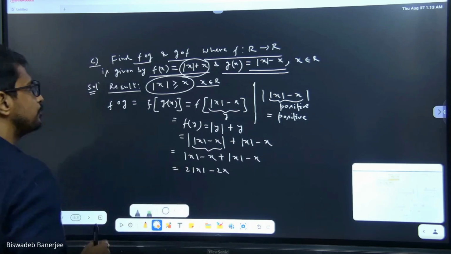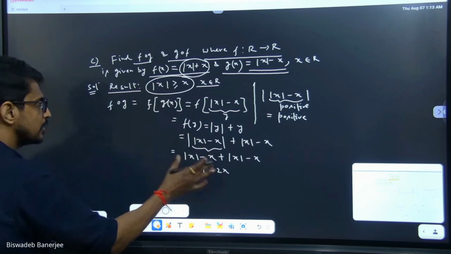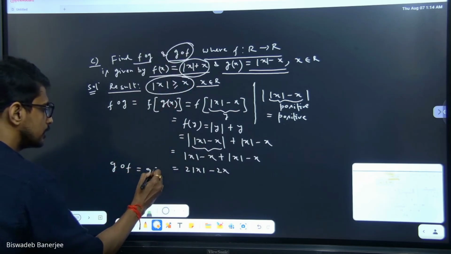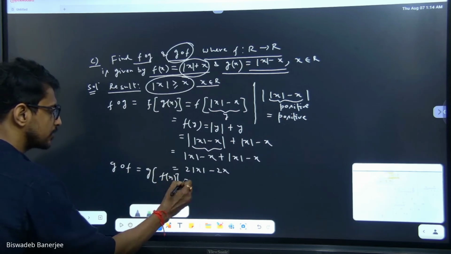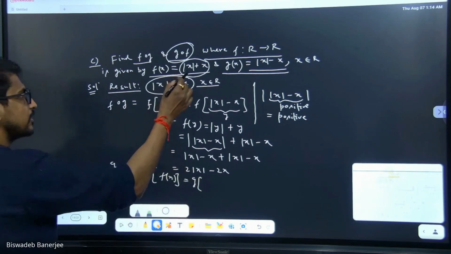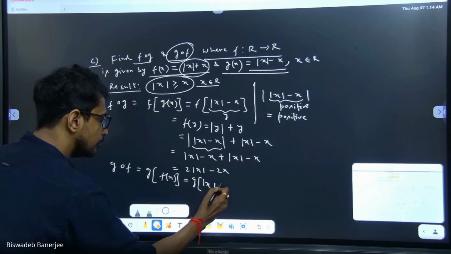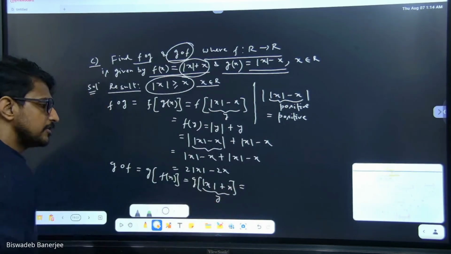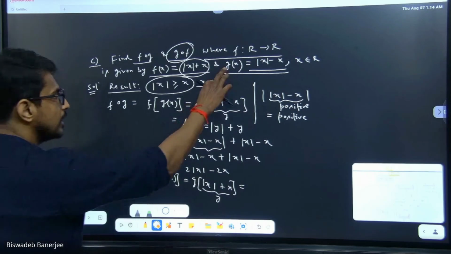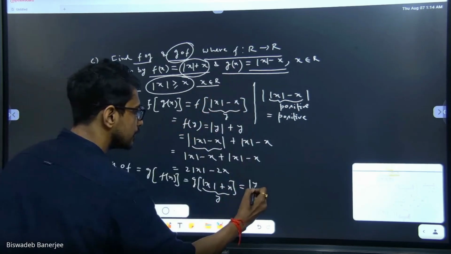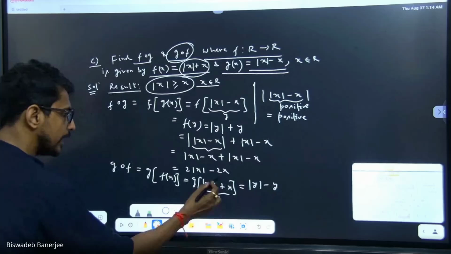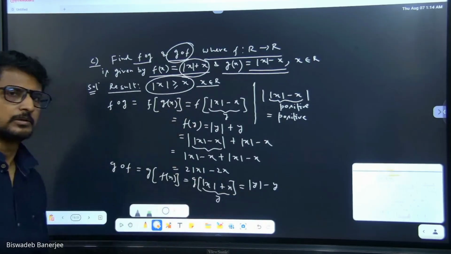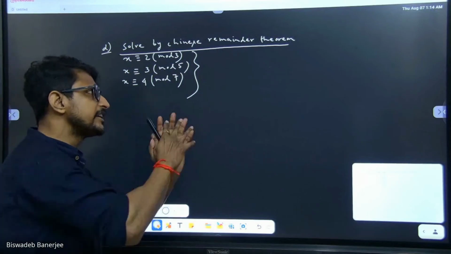If you understand this solution, find out g of f(x). I'm giving you this homework. This can be written like this, g of f(x). Then g of my f(x), my f(x) is |x| + x. Take this one as y, that means this becomes g(y). So what is g(y)? Put x equal to y. Now replace y by this. It is totally similar to this question. Proceed yourself.